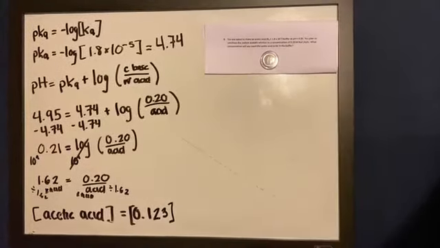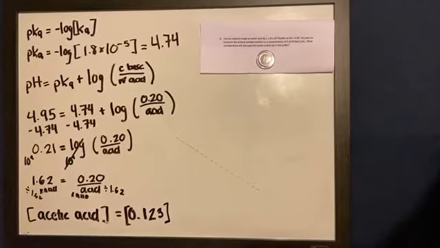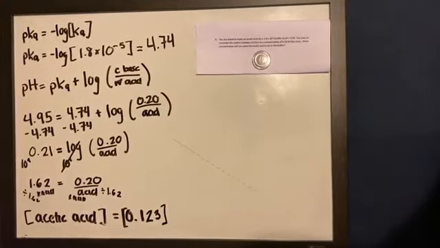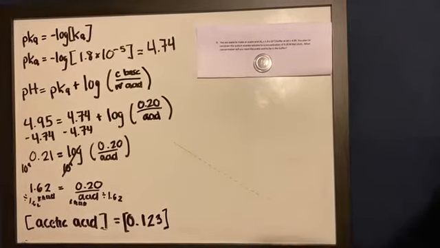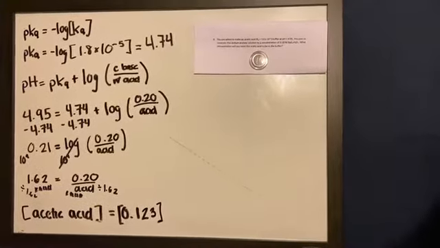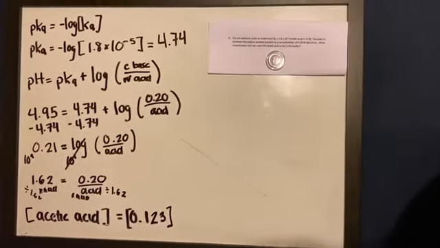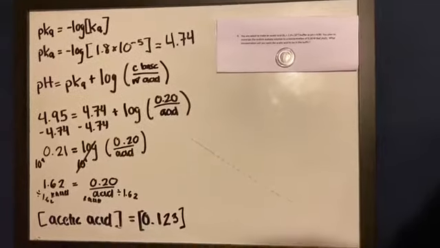So for question 6, we are asked to find the concentration of the acetic acid in the buffer solution. We are given that Ka is 1.8 times 10 to the negative 5, and the buffer pH is 4.95. And the concentration of the sodium acetate, the conjugate base, is 0.2 molarity.